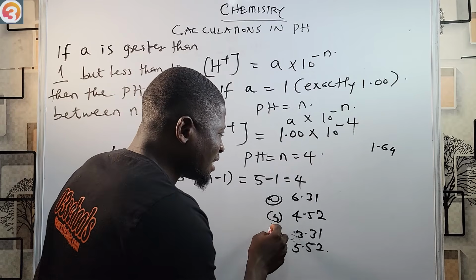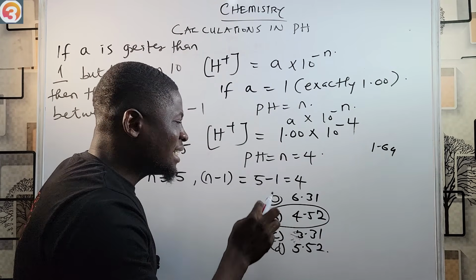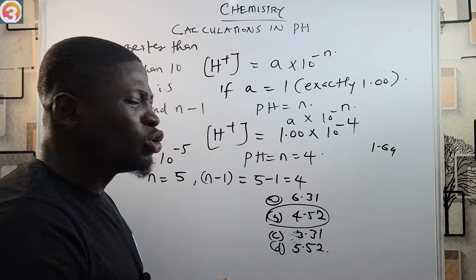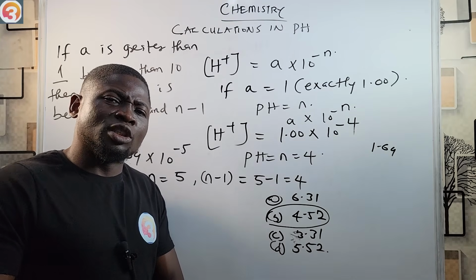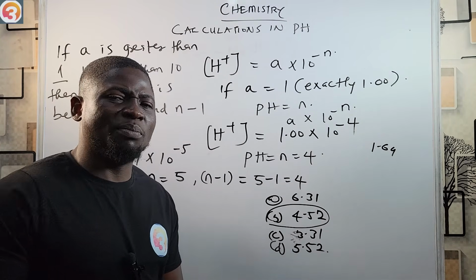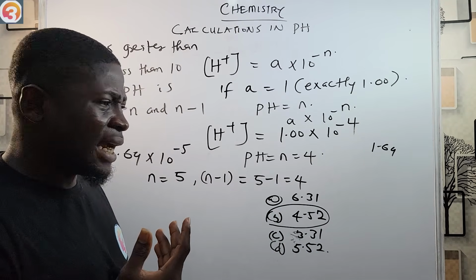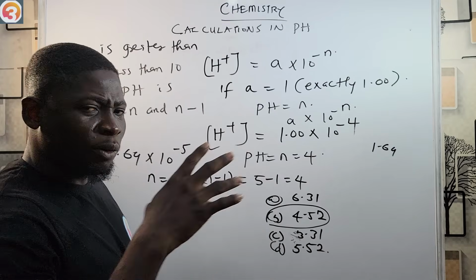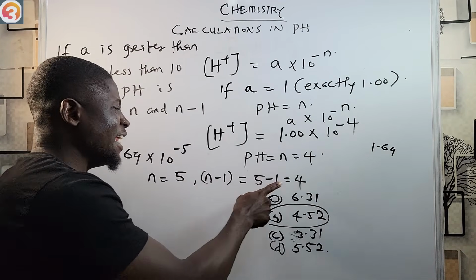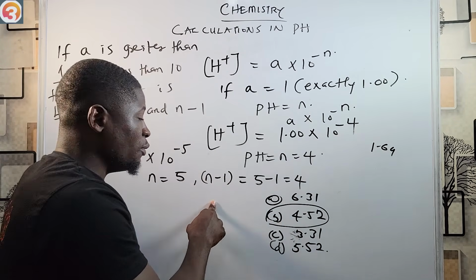And the only option that has an answer that falls between 4 and 5 is option B. So you don't even need to over-solve anything. You already know, so you can deduce that that will be the pH, because the value is between 4 and 5. So what I'm trying to portray to you is that when A is not 1, the pH is between n and n minus 1. So in this case, it's between 4 and 5.